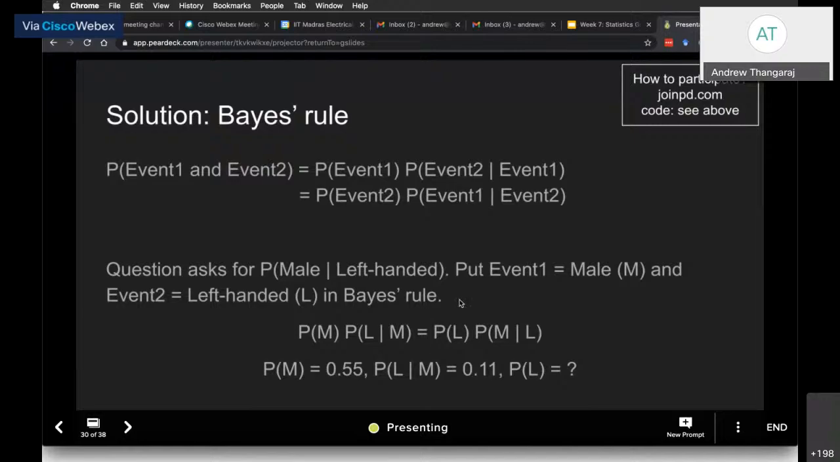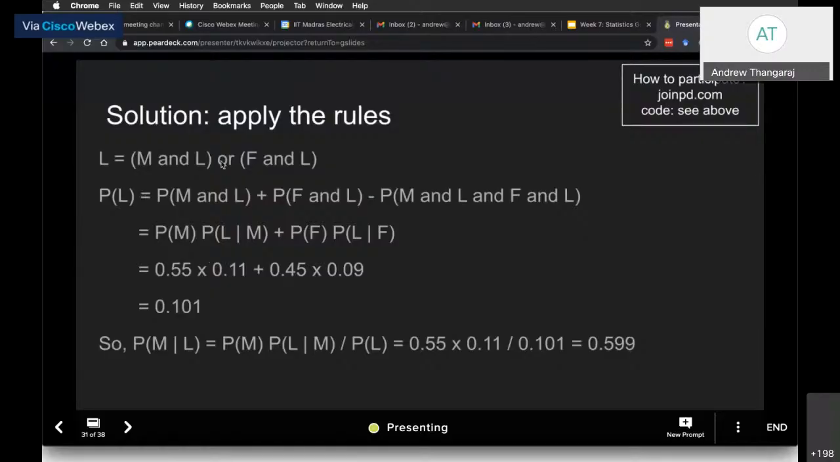P of L, what about P of L? It's not really given, but we know how to calculate P of L. We know how to write L in terms of the other events, and we calculate P of L. That's easy to do, right? So L is M and L or F and L, and P of L is just this sum, and then you do this, you get 0.101. That's correct. So once you know P of L, you can find P of M given L. You get this. So this is 0.599.